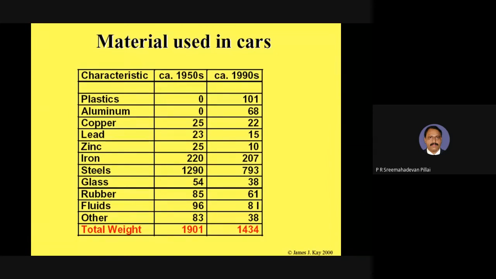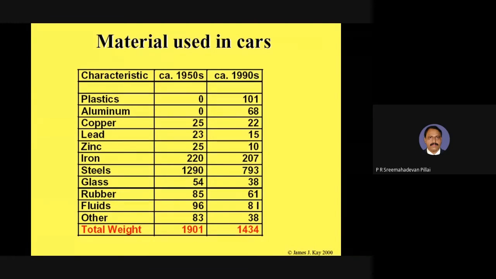Let us take two cases. One typical car, you name it as A or B. In 1950s, say a car was having 1.9 tons weight, and in 1990 it is having 1.434 tons weight. What will be roughly the contents? You see the change from metallic, it has changed over to plastics, and from heavy metals like steel, it has reduced to light metals like aluminum. See the change? This is a sustainable change.